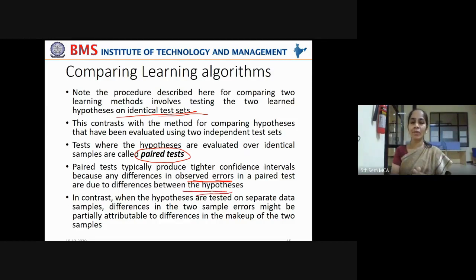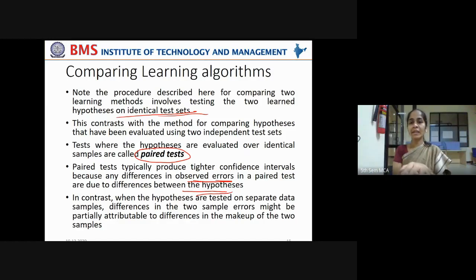So whenever you are performing the paired test, any differences in the observed errors you find are due to the difference in the hypothesis. The first hypothesis may be different and the second hypothesis may be different, but they are being evaluated on the same sample. So any difference you find is with respect to hypothesis, not with respect to the sample.